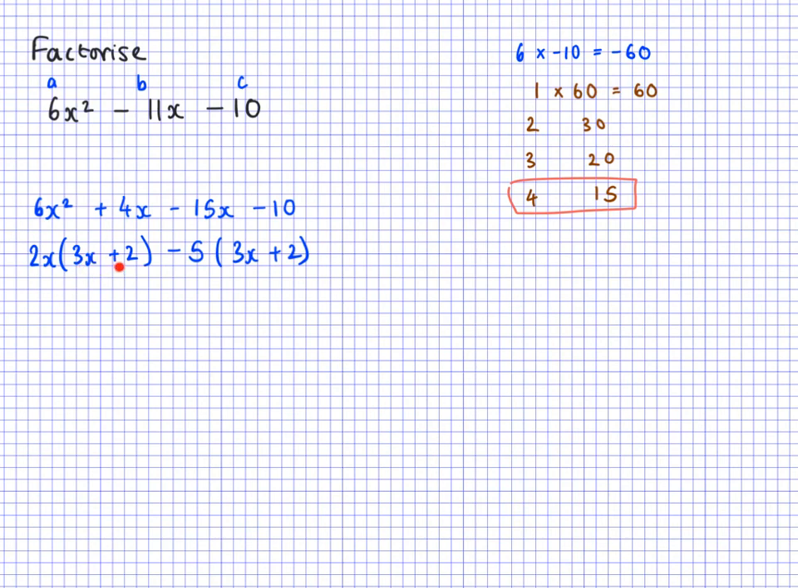Now I can see 3x plus 2 is here, 3x plus 2 is there. So 3x plus 2 is multiplying to 2x here, and it's multiplying to negative 5 here. So I factorize the 3x plus 2. And then 3x plus 2 needs to multiply to 2x. So I need to put a bracket and 2x. And 3x plus 2 also needs to multiply to negative 5. So I put a negative 5 here and I close the bracket. And now I have my original expression in a factorized form. Okay, so I've got this bracket multiplied by this bracket here.